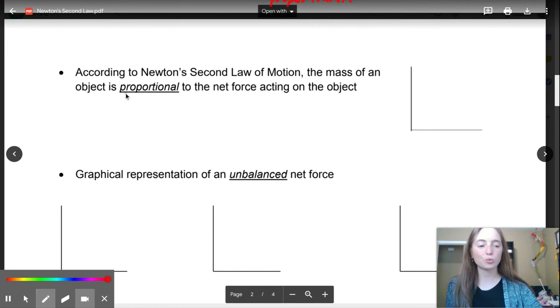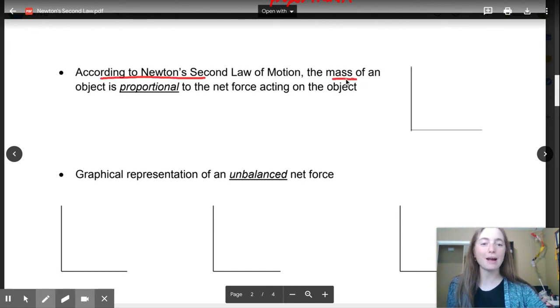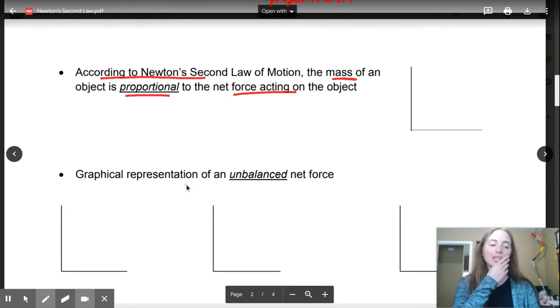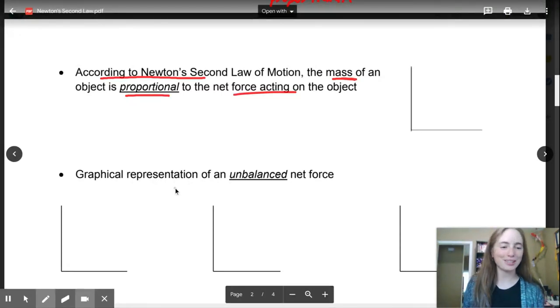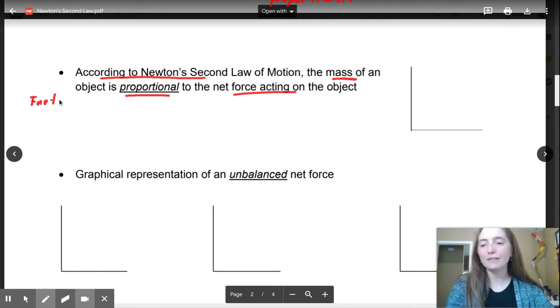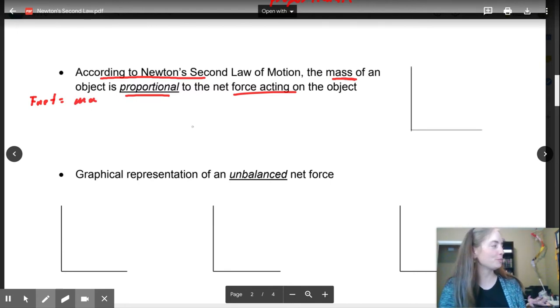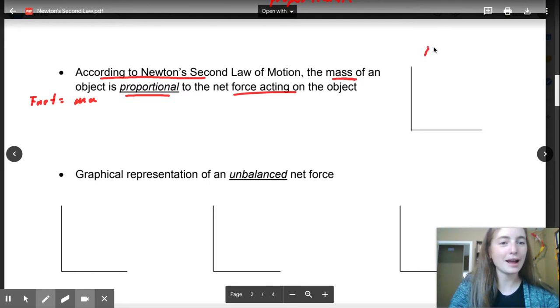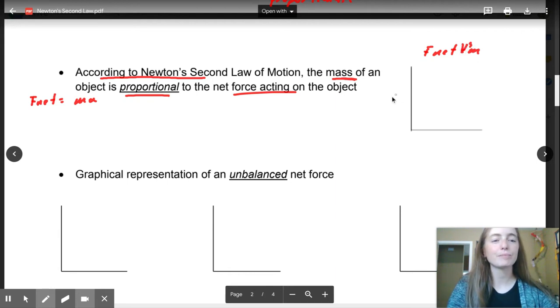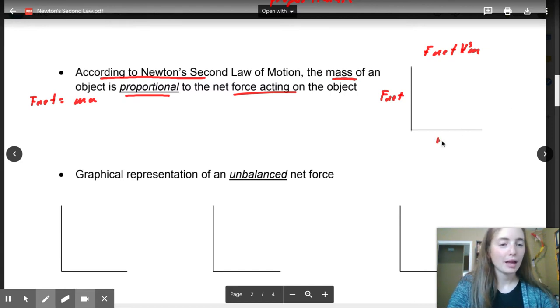So as well, Newton's second law, the mass is also proportional to the net force acting on an object. In this case, the acceleration is going to be the same. All right, so remember, F net is equal to ma. In this case, ladies and gentlemen, we are going to be comparing our F net and our mass. So F net versus mass. My F net is going to be my responding variable here, and this is going to be the mass.